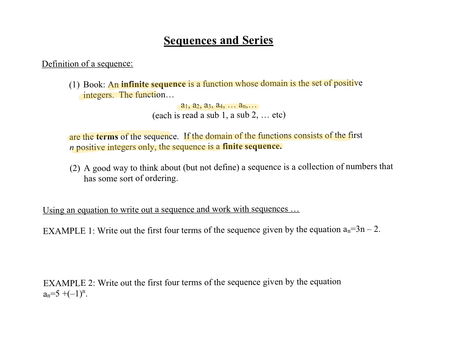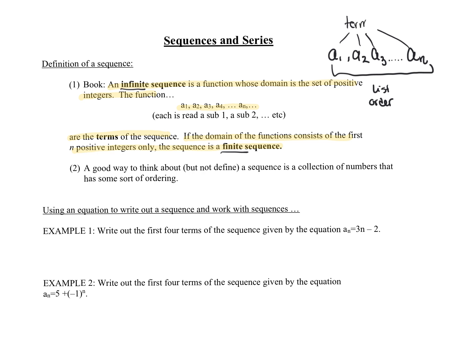So a better way to think about it is a sub 1 is called my first term, a sub 2 is my second term, a sub 3 is my third term, and so on, all the way to a sub n. This list has an order to it. So really all a sequence is, is a list of things in order. If it's infinite, it goes on forever, and if it's finite, it stops. Each one of these things in the sequence is called a term.